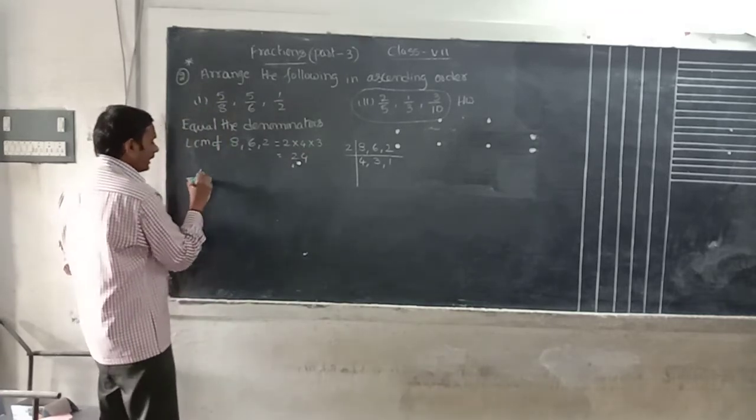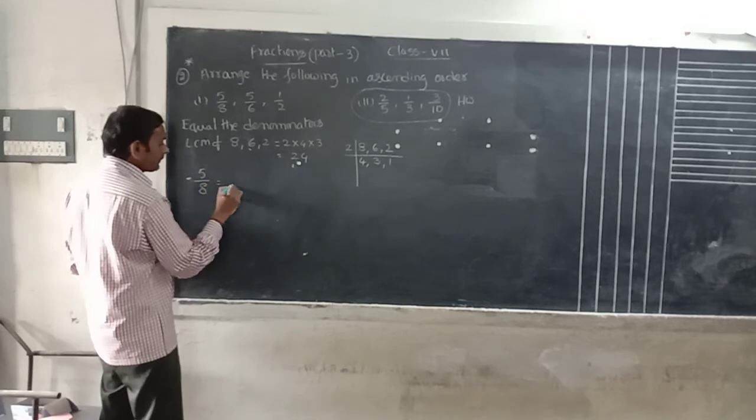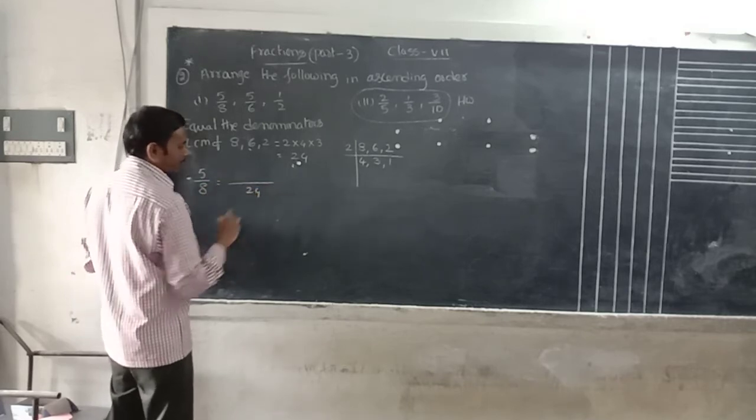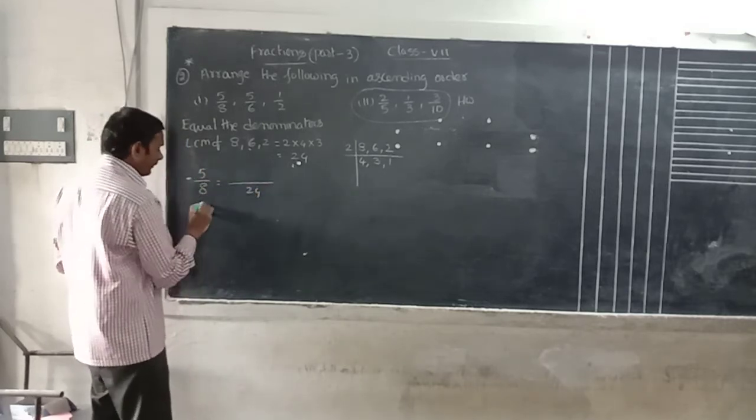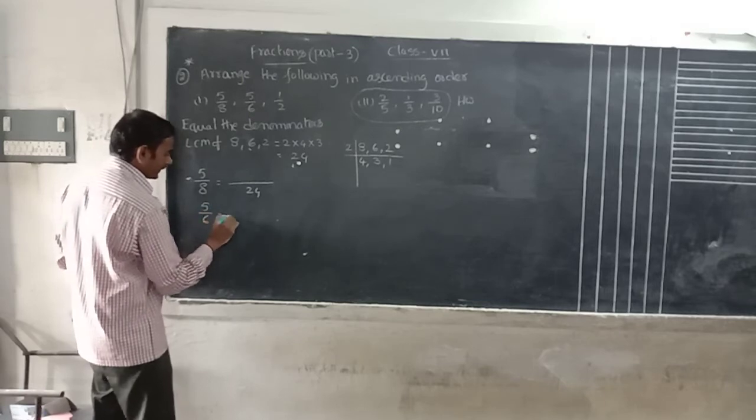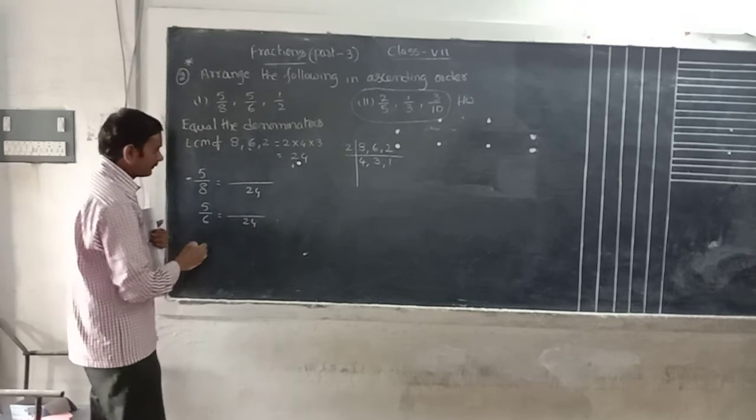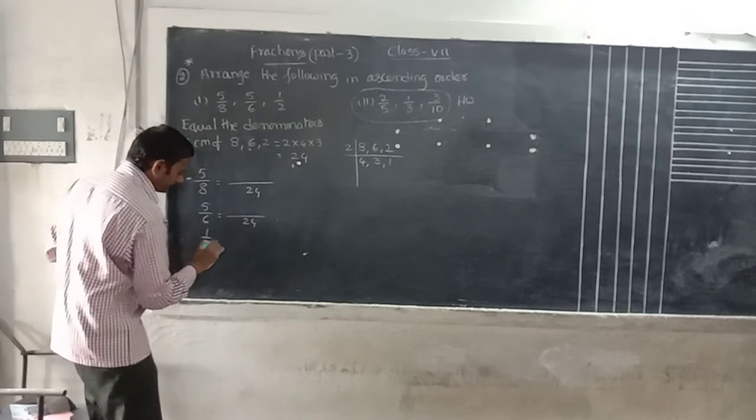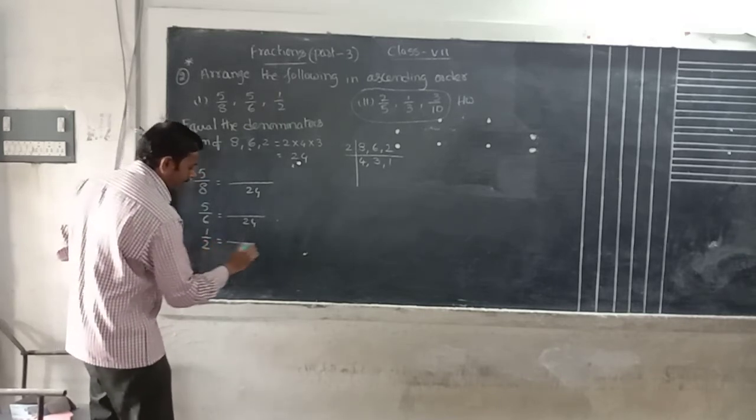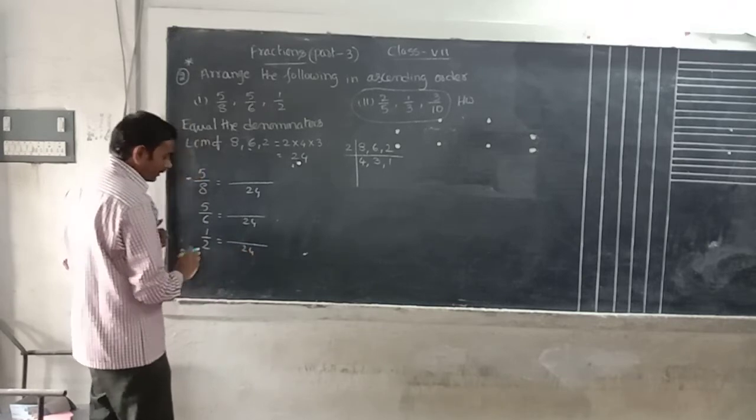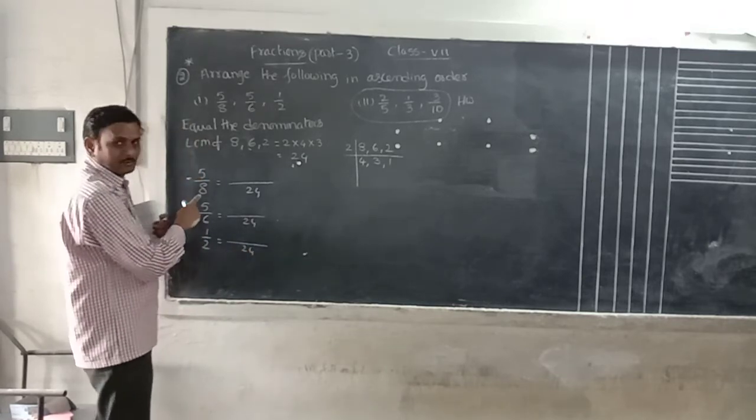Now take 5 by 8 here. I want to make the denominator 24. And 5 by 6 here, I also want to get 24. And 1 by 2 here, also 24. Now we have to follow the table of 8.